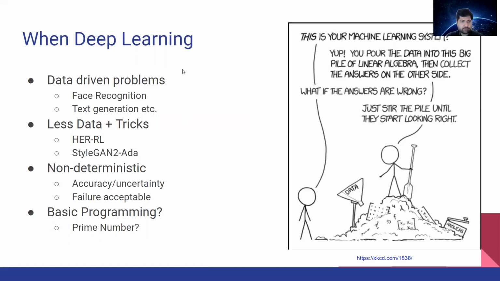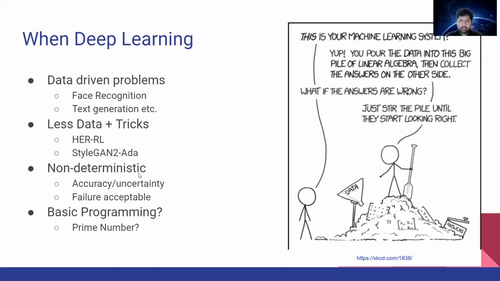For example, any problem that requires lots of data, you can use deep learning. Examples are face recognition, or text generation. There are some tricks to reduce the data requirement, but in general it depends on a lot of data. Then we have non-determinism.